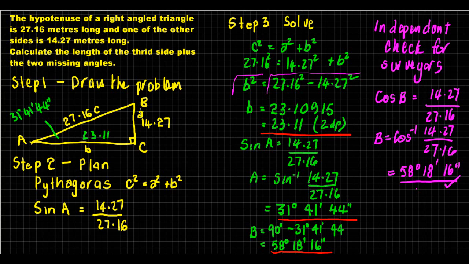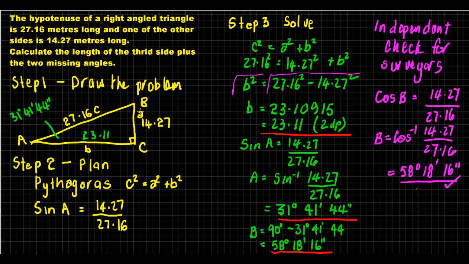So let's go to step 3 and just solve it. c squared equals a squared plus b squared. Substituting in our numbers, c is 27.16, a is 14.27, we're going to square that, and that leaves us with b squared. A little bit of rearranging, taking 14.27 squared off both sides, and let's have b on the left. We get b squared equals 27.16 squared minus 14.27 squared.